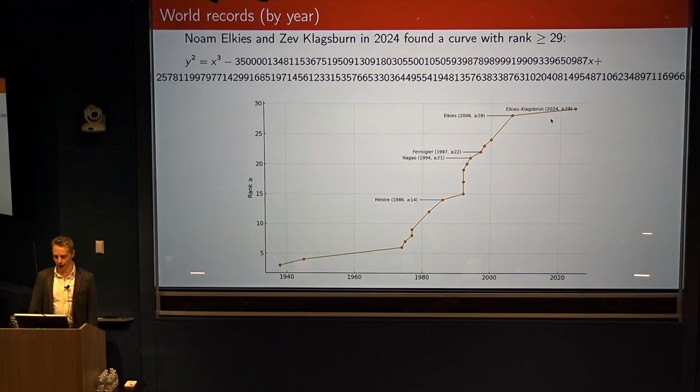It is very hard to know the rank exactly, but it is very easy to show that it is rank at least 29, and I'll show you that actually in a minute. So maybe we could prove that the rank is equal to 29 under an additional hypothesis, which I'll also mention.